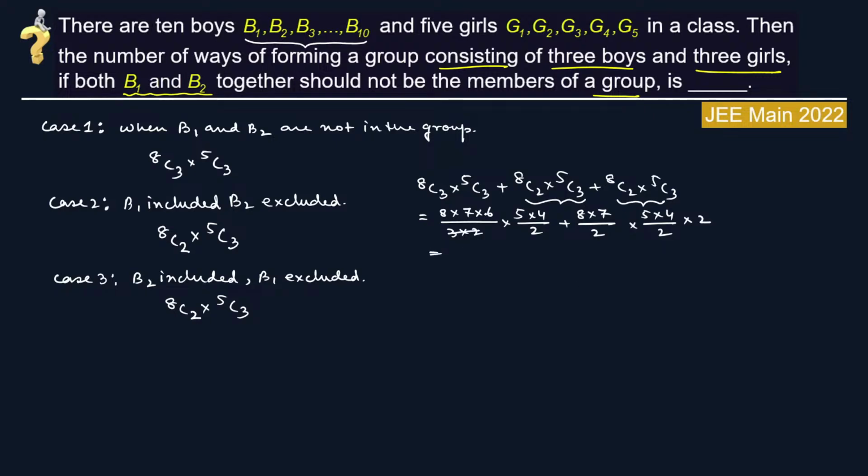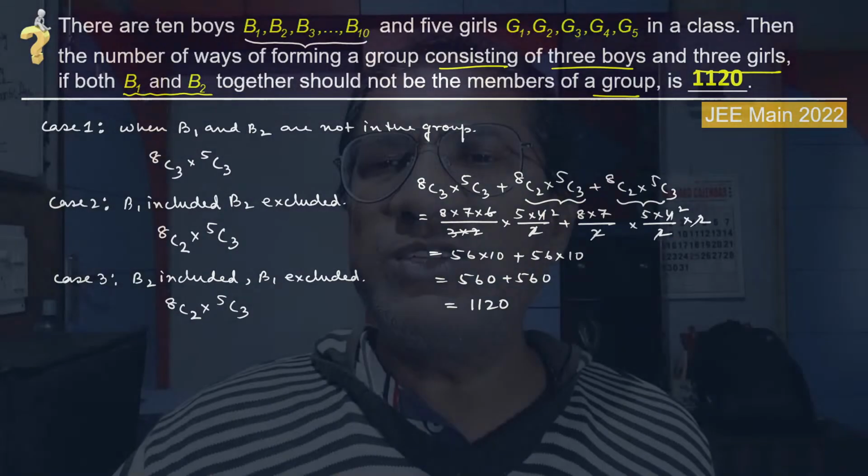So we are actually having 56 into 10, plus 2 goes off this 2. So it is 56 into 10. So we are actually having 560 plus 560. So that gives us 1120. Is it clear to all?